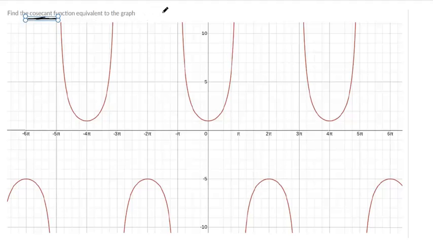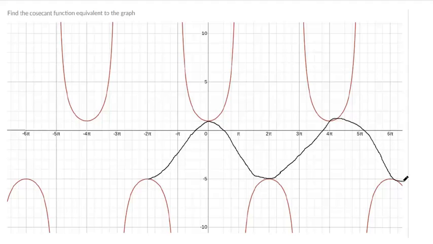Cosecant is the reciprocal of sine. So one way of finding a function for this graph, finding the cosecant function for the graph, is to find the sine wave between these points on the graph, and then you can just replace sine in that function with cosecant, and you'll have the graph of all these red curves.